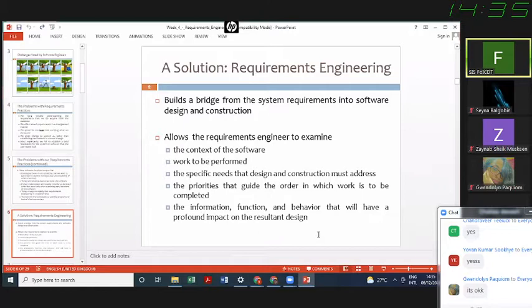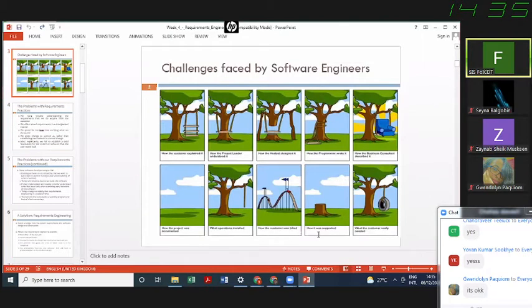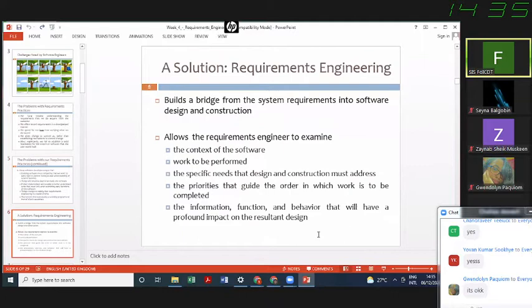So a solution to the problem identified here is to come up with what we call requirements engineering. It builds the bridge between the system specification and software design and construction. So it makes some kind of bridge between what the client would want in terms of system specification and the development team who is interested in design and construction.